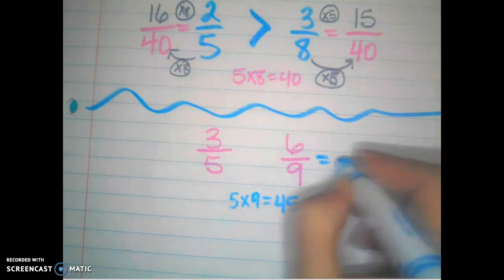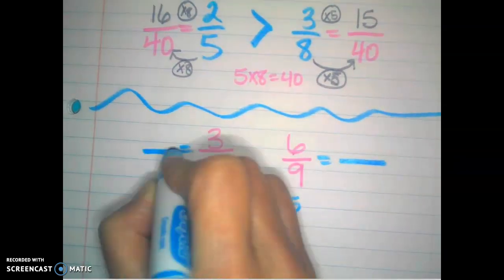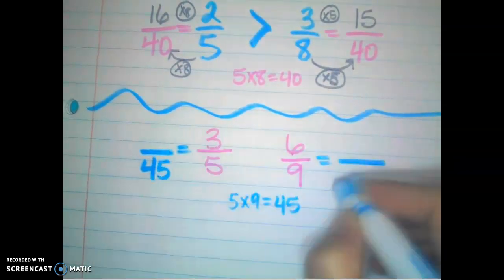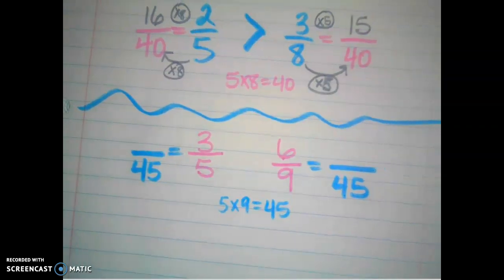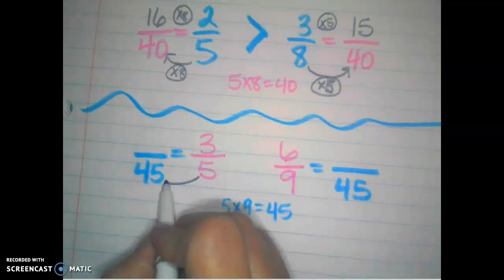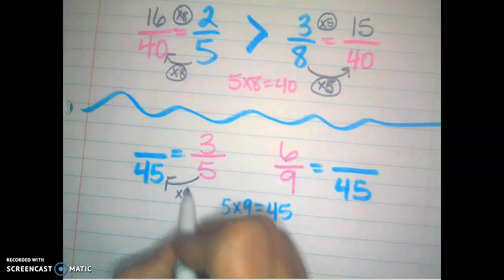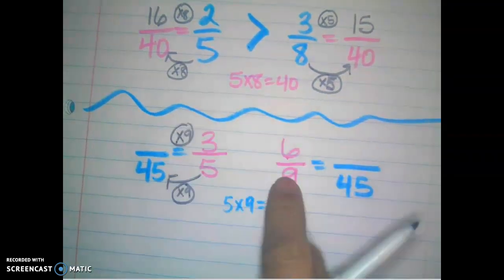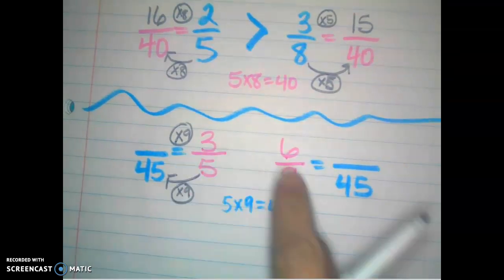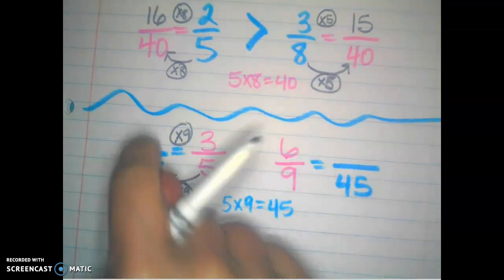So I'm going to make equivalent fractions with my new denominator. Okay, now I have to make an equivalent fraction using 45 for each of these. So I'm going to ask myself, how did I get from 5 to 45? Times 9. Good. And if I multiply the bottom times 9, what do I do to the top? Good. I multiplied 9 times 5 to get 45, so I'm going to multiply 9 times 3 to get my numerator. What's 9 times 3?